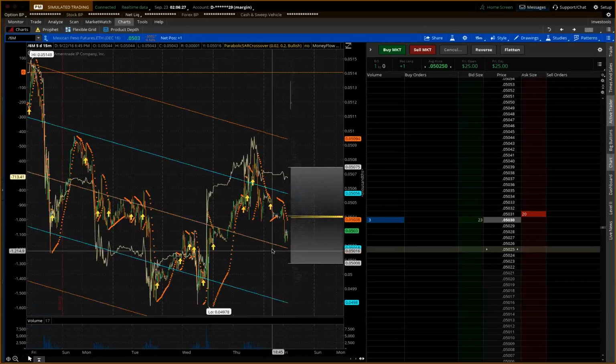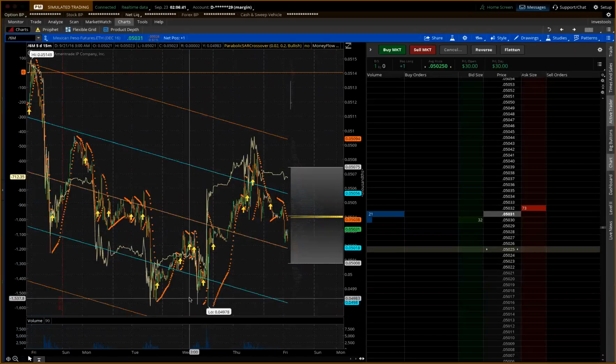Mexican peso. As of right now, I'm including the lows here as an anchor. First move off of it. This is basically consolidation of this move.